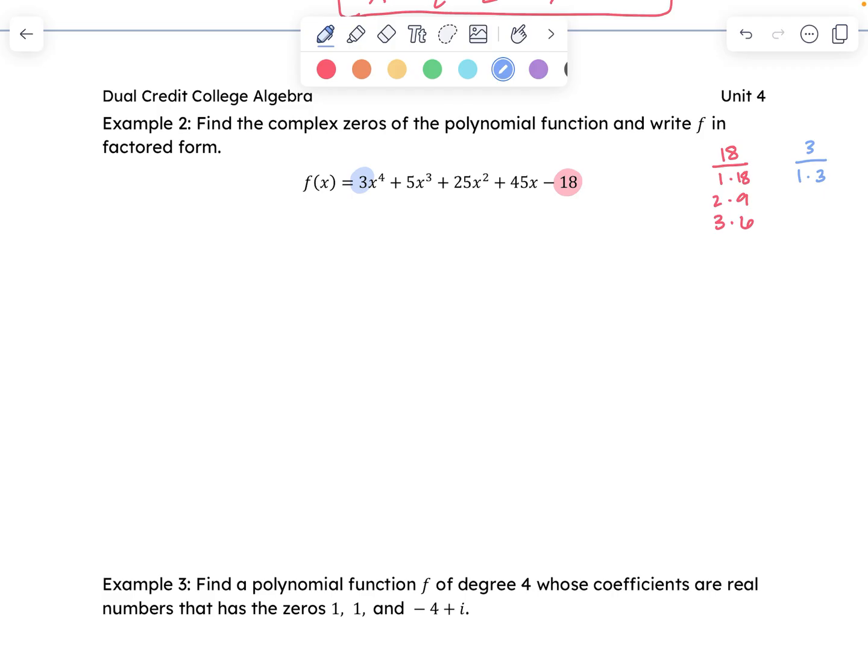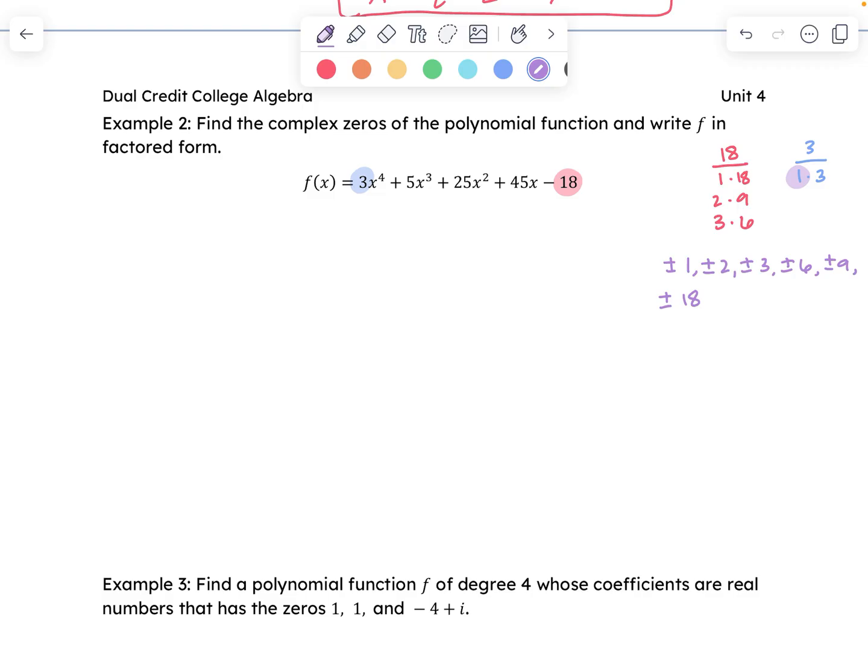Okay, so I'm going to take all of my p's and divide them by my q's. I'm going to start with dividing by 1. Dividing by 1 is nice and easy because dividing by 1 is just going to be the same thing. So plus or minus 1, plus or minus 2, plus or minus 3, plus or minus 6, plus or minus 9, and plus or minus 18.